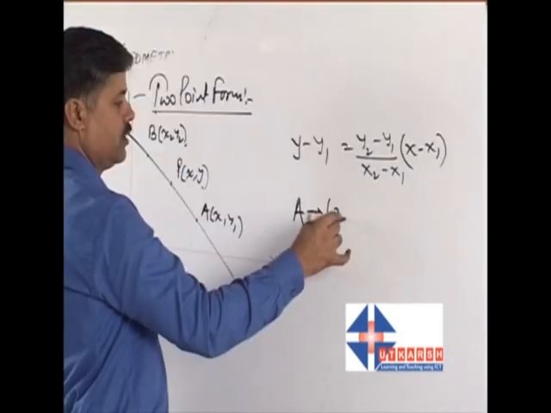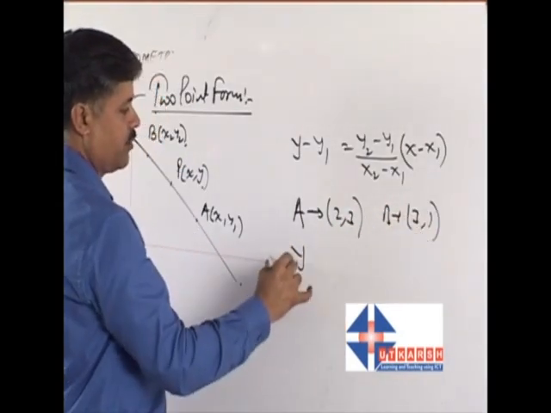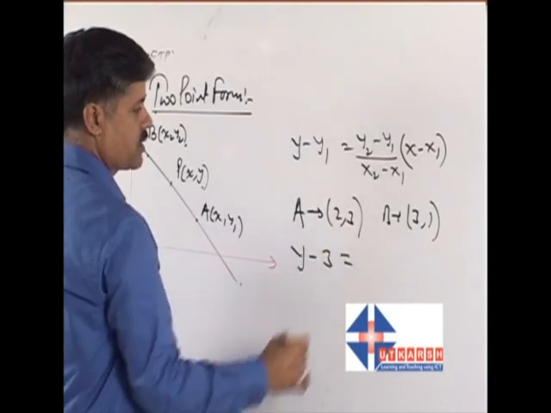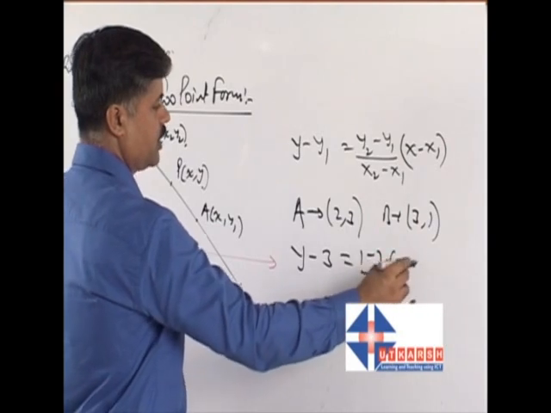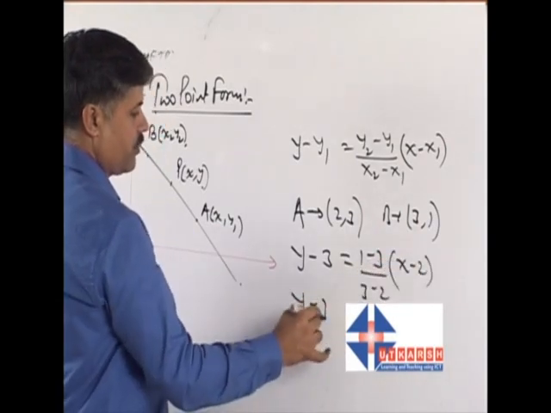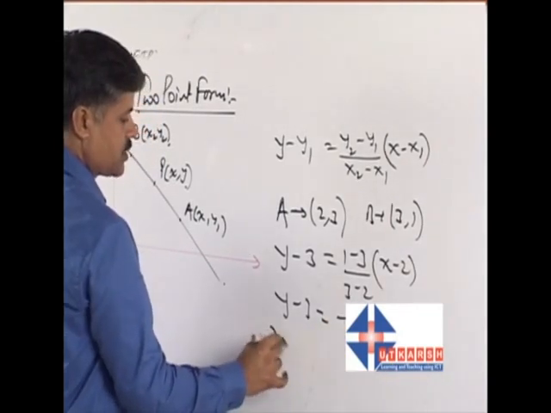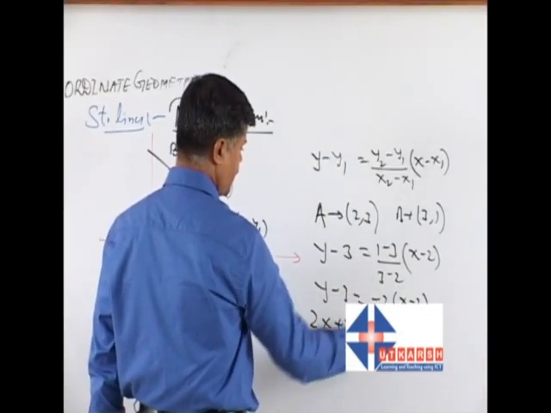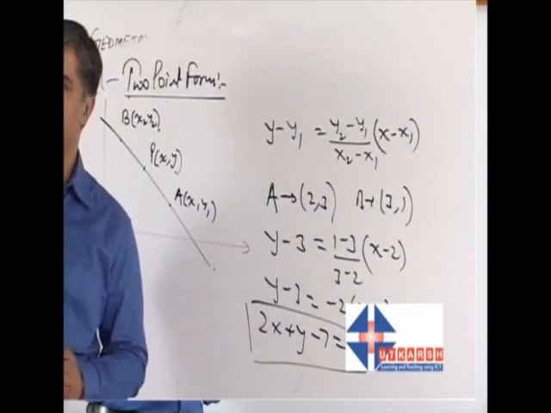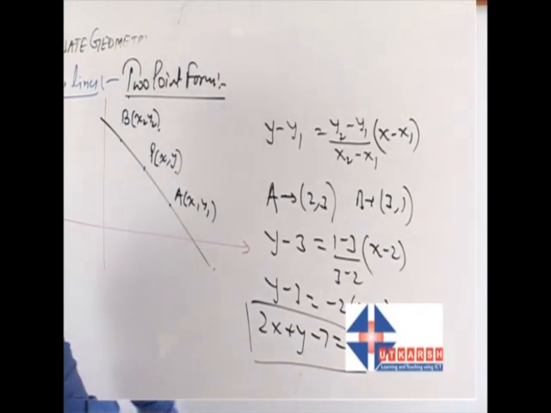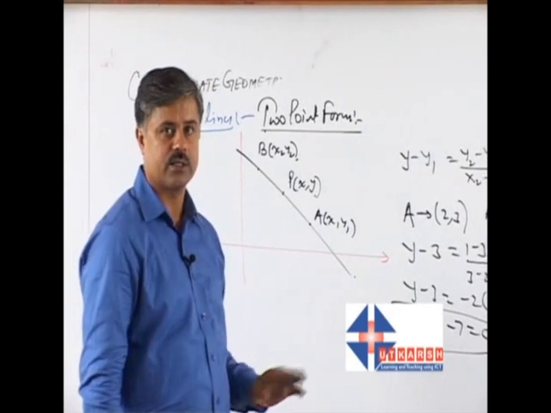A is (2, 3) and B is (3, 1). Line will be y, कोई एक पॉइंट पहले ले लो, y minus 3 is equal to 1 minus 3 upon 3 minus 2 into x minus 2. So line will be y minus 3 is equal to minus 2 into x minus 2. Line is 2x plus y minus 7 is equal to 0. This will be the result. This is how you can find the equation of a line passing through two different points. Rest we will continue.